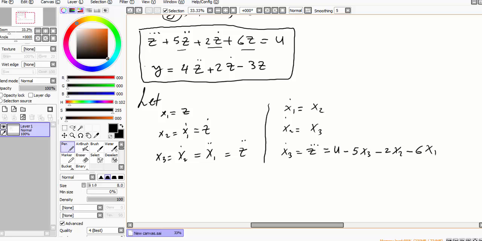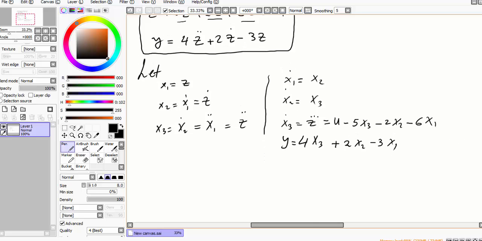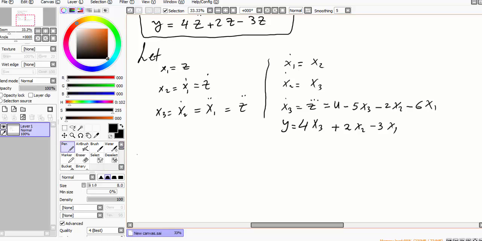From the first equation we get these three equations, and the second equation leads to y equal to 4 z double dot, which equals x3, plus 2 z dot, which is x2, minus 3 z, and z we defined as x1. So we get these four equations, and we are ready to form the state space form for this problem. The state space form is x dot equal to Ax plus Bu, and y is equal to Cx plus Du. This is the form of state space.